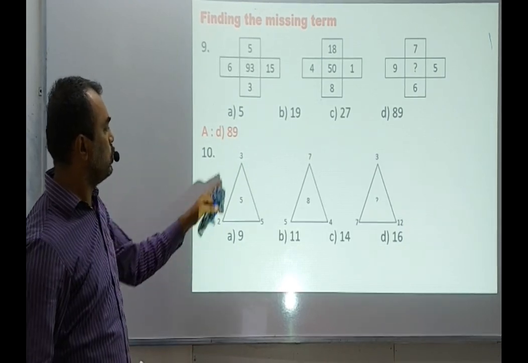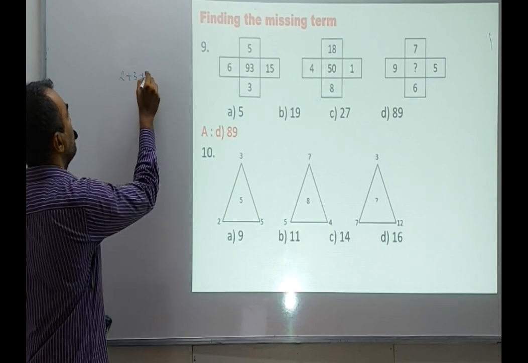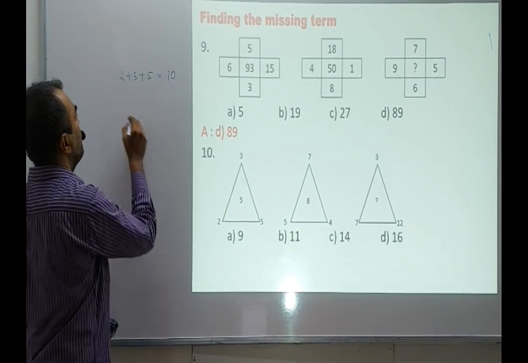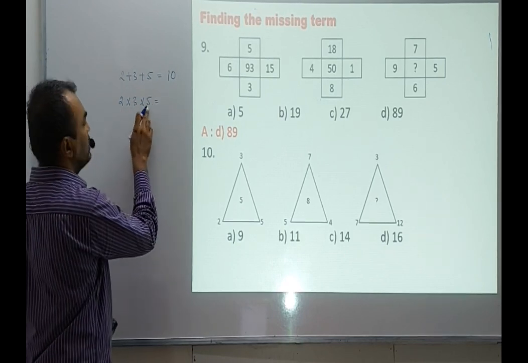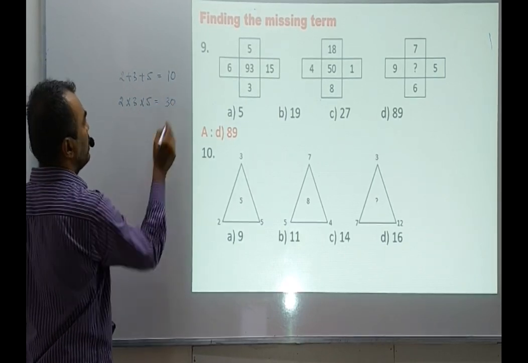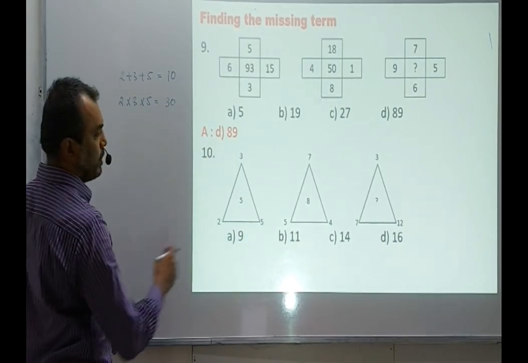Let's add it. 2 plus 3 plus 5 gives me 10. And 2 into 3 into 5: 2 3s are 6, 6 5s are 30. So I want the addition of these numbers as 10 and the product as 30.